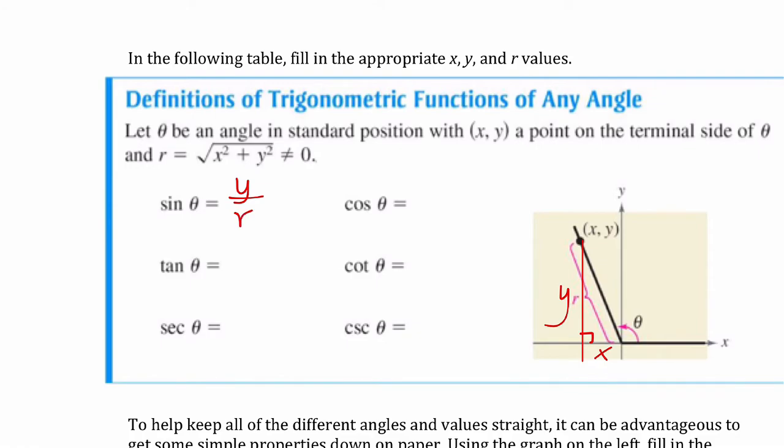The cosine is going to be the adjacent side, x over r. The tangent is going to be the opposite over the adjacent, y over x. For cotangent, that's just the reciprocal of tangent, so that's x over y. Secant is the reciprocal of cosine, so it's r over x. And cosecant is the reciprocal of sine, so it's r over y. It's just kind of working your way backwards, like the first and the last, the second and the second to last, etc.